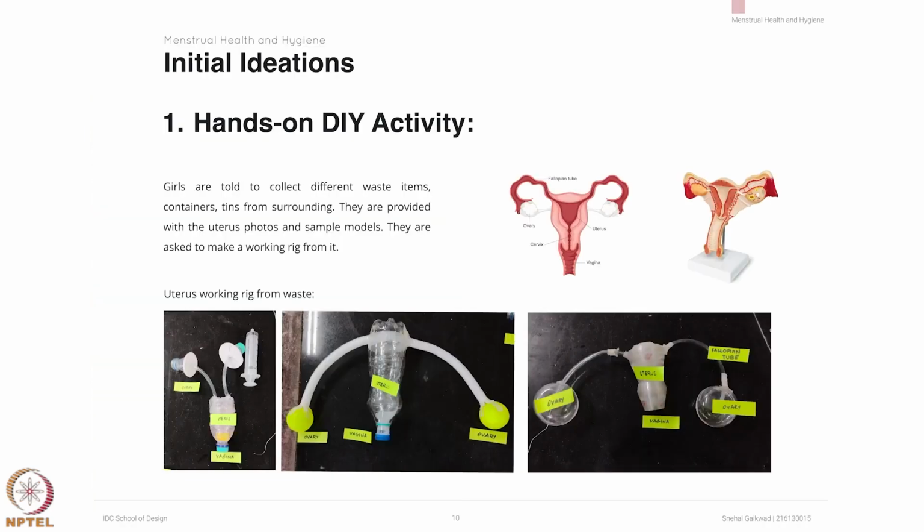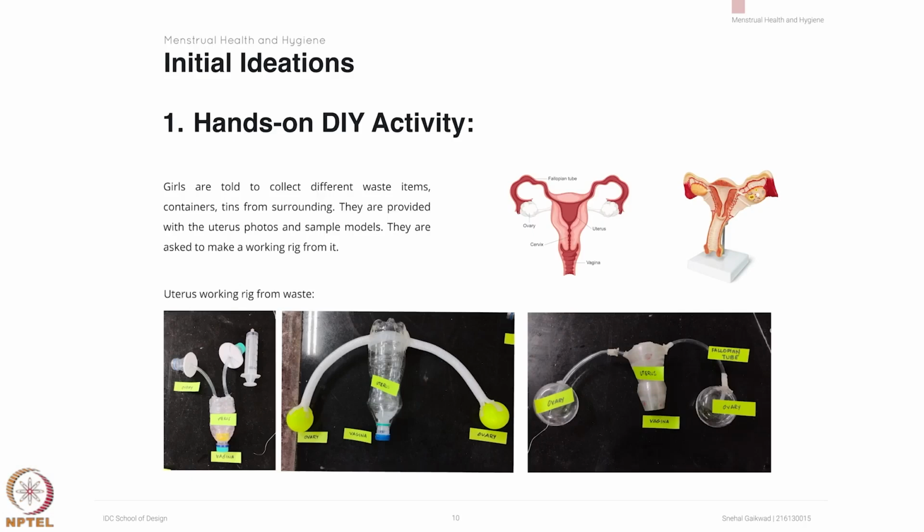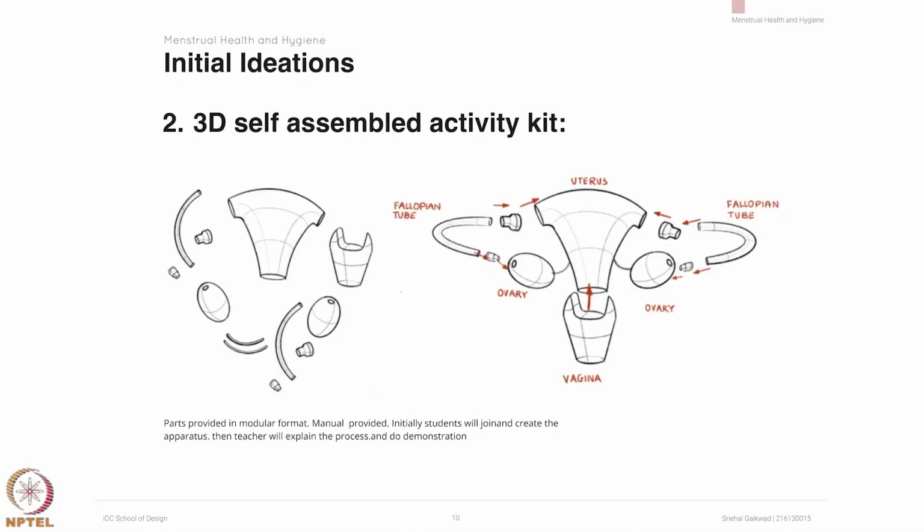The initial ideation I did was to design a hands-on DIY activity where we tell girls to look for waste products around them, and then we provide them with one uterus model, and they assemble and make a model that looks alike and functions like the model. These are the 2-3 models that I made from waste material. Sir gave me one bag full of waste things and said, try to make a replica of a uterus model.